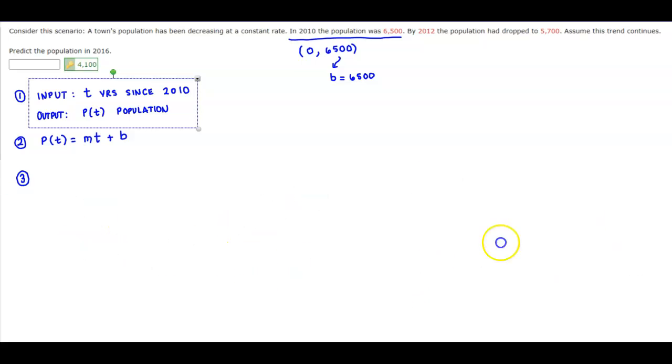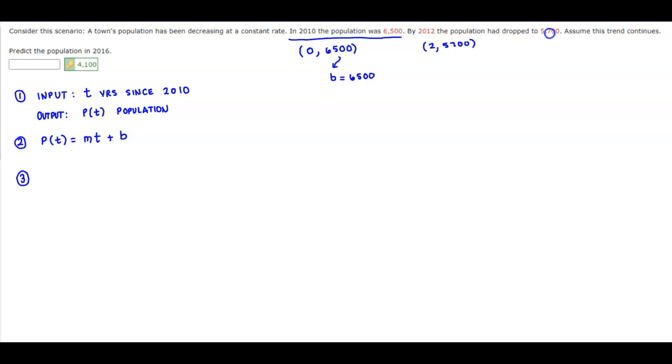Okay, and so now we need to find another ordered pair, which is given in our problem. We know that 2 years have passed since 2010. So if 2 years have passed since 2010, 2012 minus 2010 is 2, and then we know that the population in 2012 was 5,700.